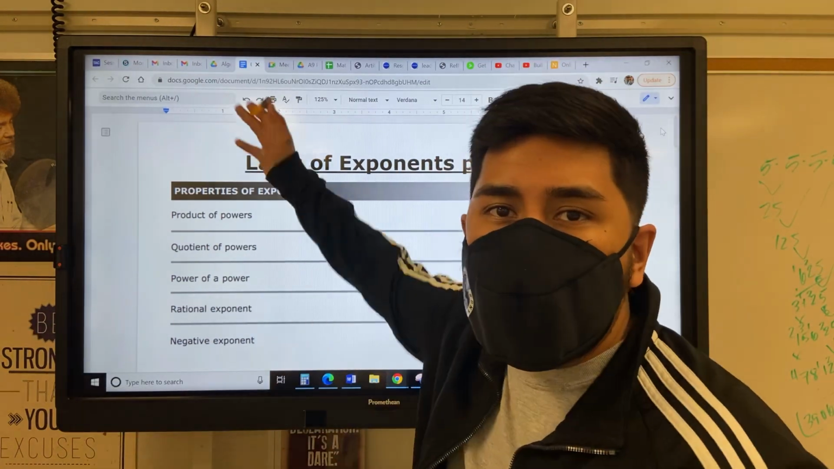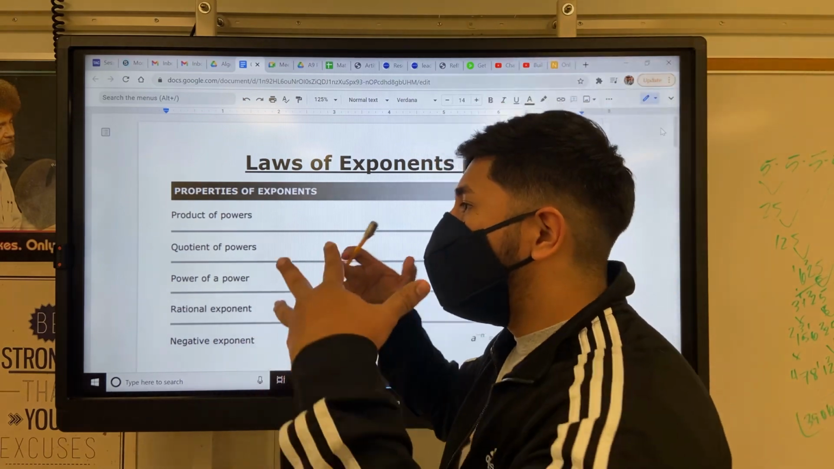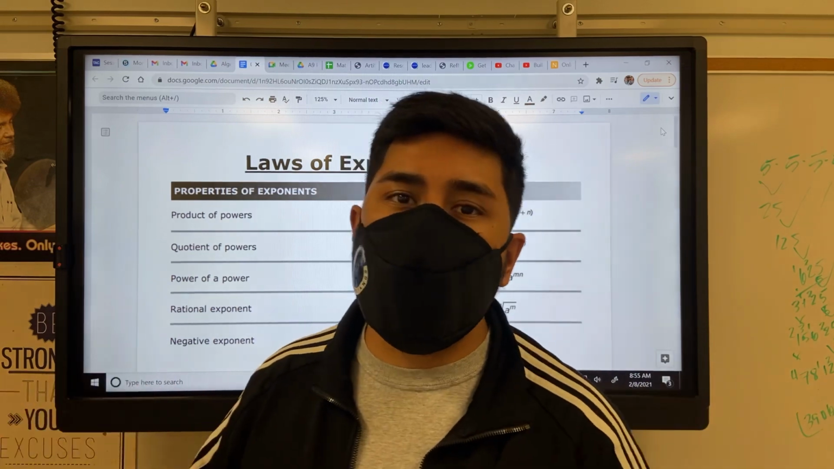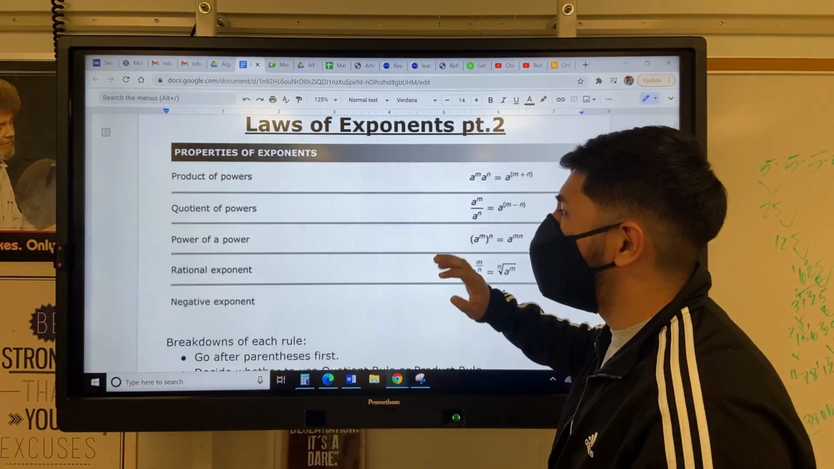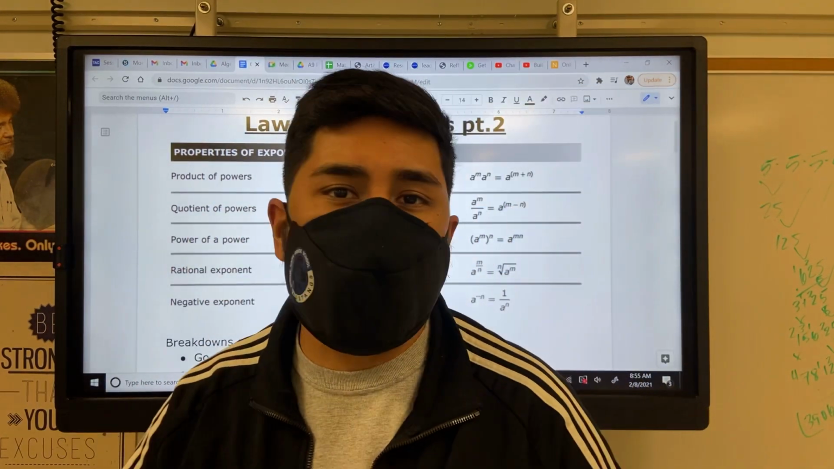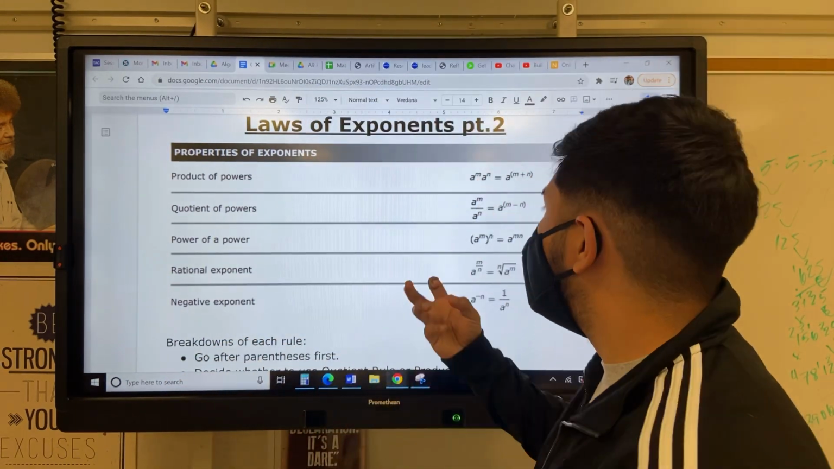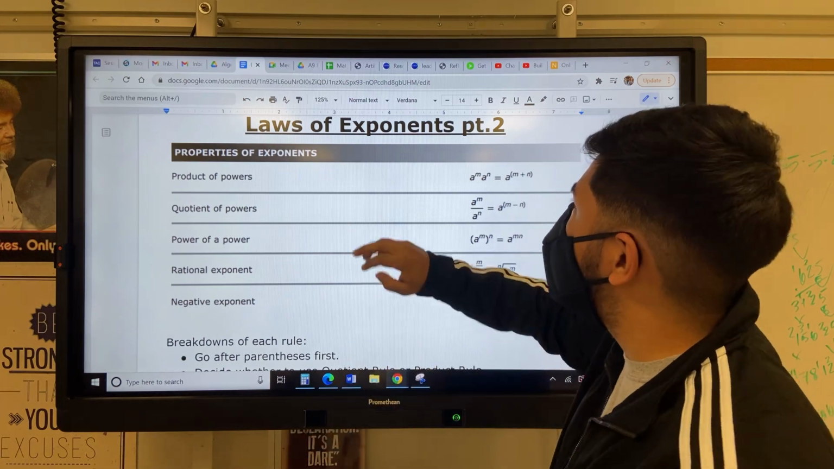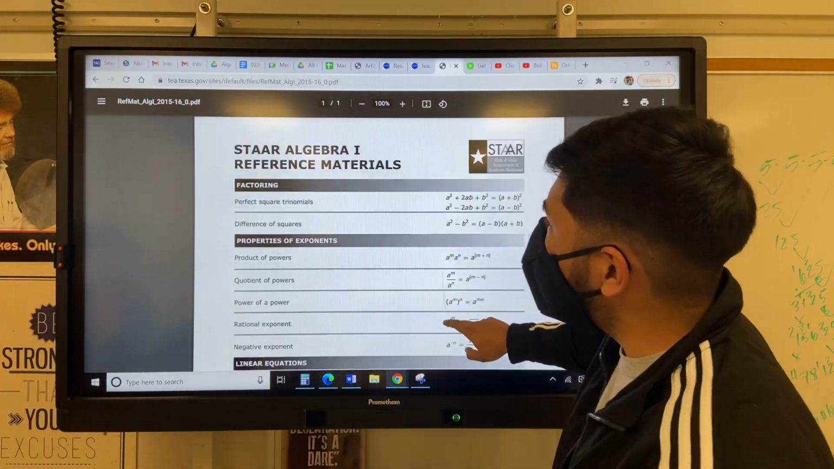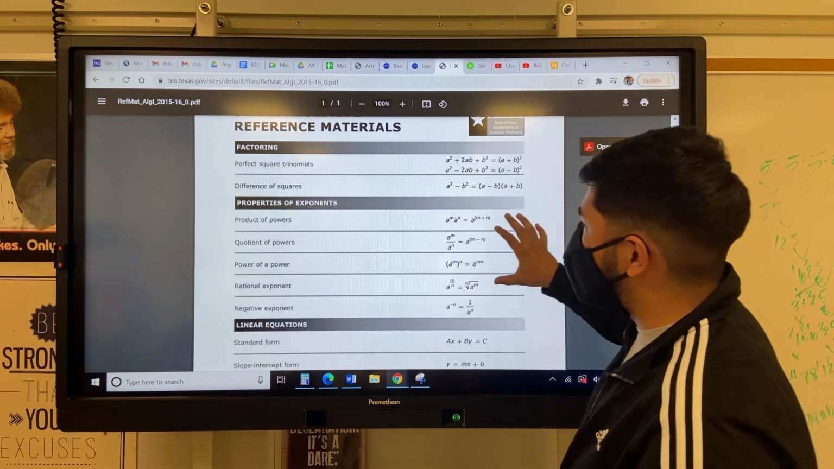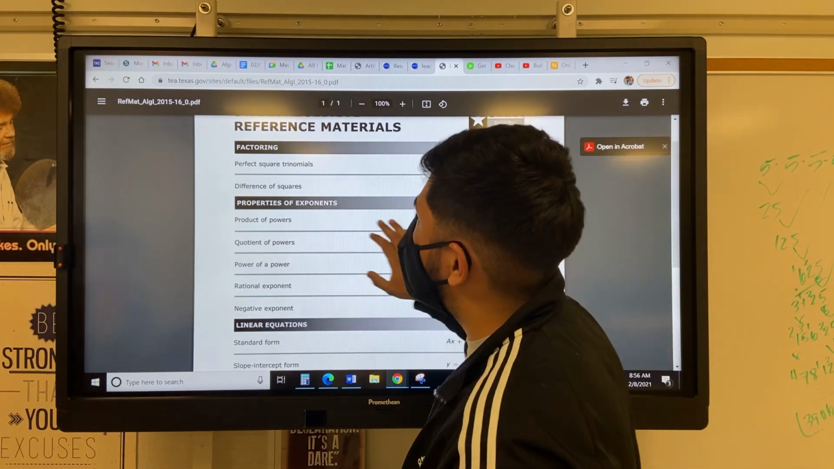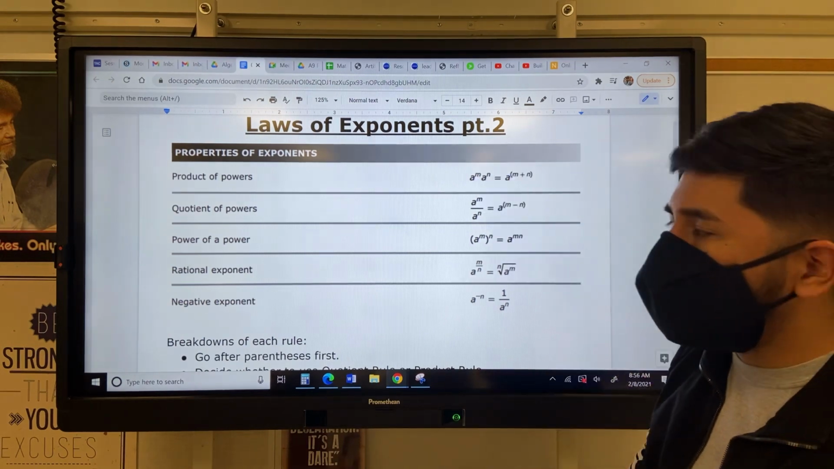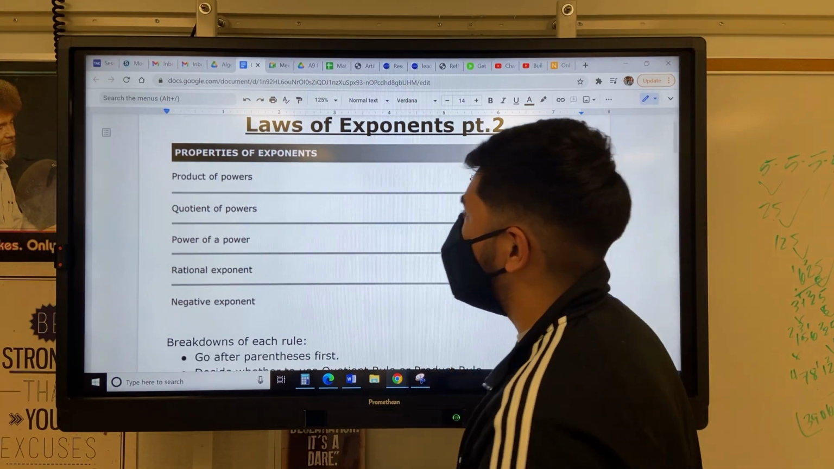Today's Monday, law of exponents part 2. I don't know how to start this, ladies and gentlemen. We need to figure out a way to, I don't want to say memorize, because memorize is a terrible word, but we need to convey and know how to use this, because this is going to be on your reference chart. All I did is I took a picture of the exponents and I put it right there on your notes, so you know that it's going to be on your reference chart when you have the STAR test.